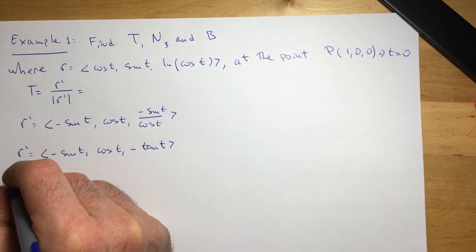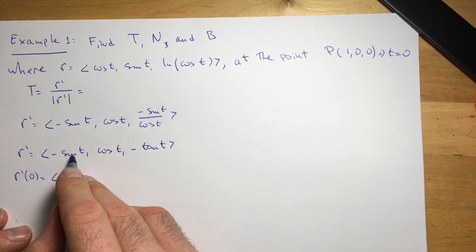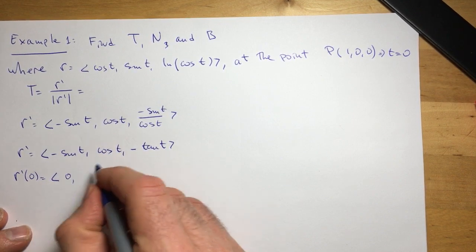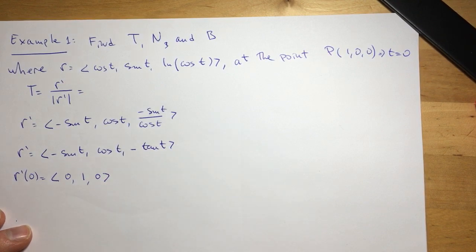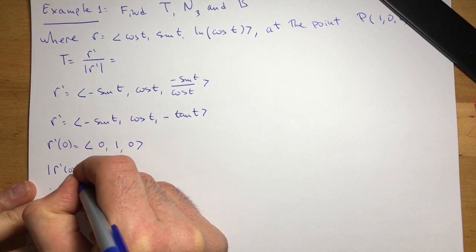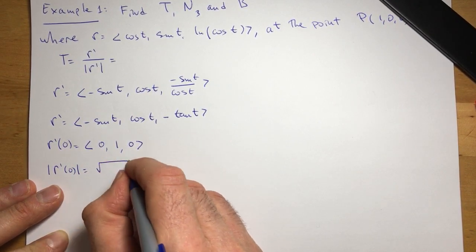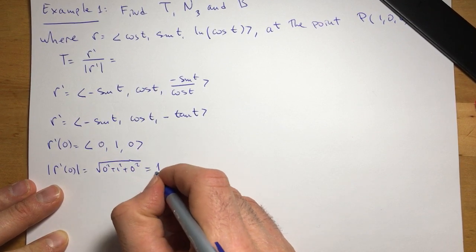Okay, so how much is R prime at 0? R prime at 0 is negative sine of 0 which is 0, cosine of 0 is 1, negative tangent of 0 is 0. Then I can find the magnitude of R prime evaluated at 0. That's just the square root of 0 squared plus 1 squared plus 0 squared, and that's equal to 1.